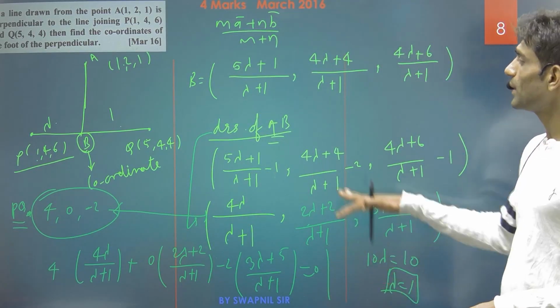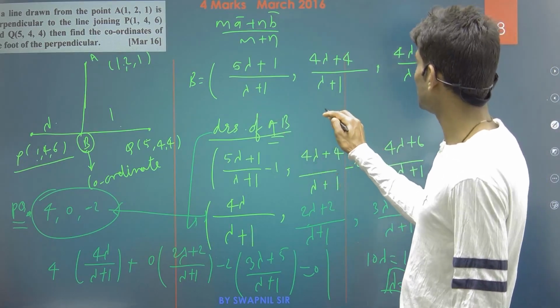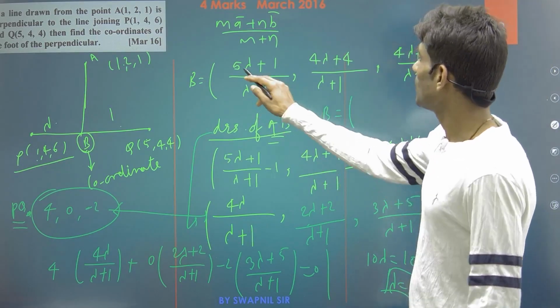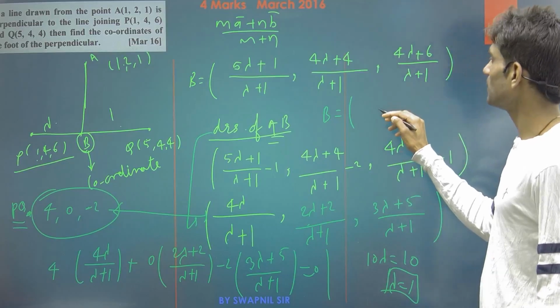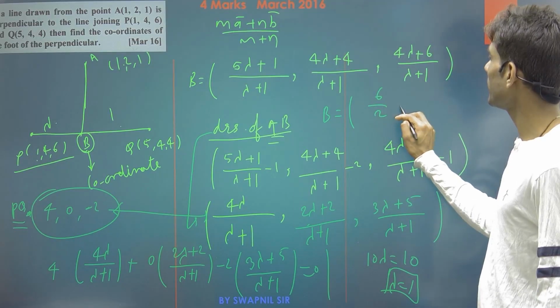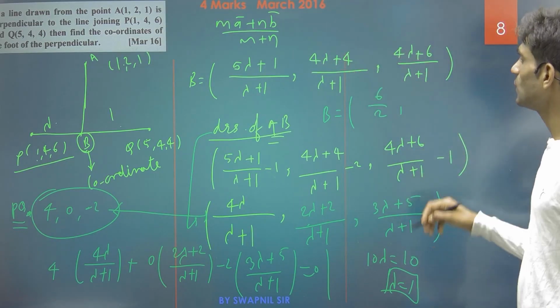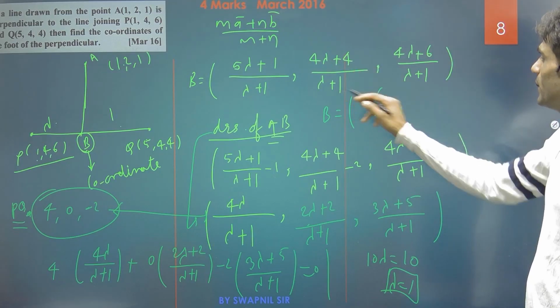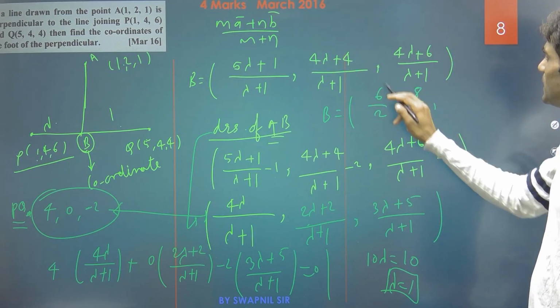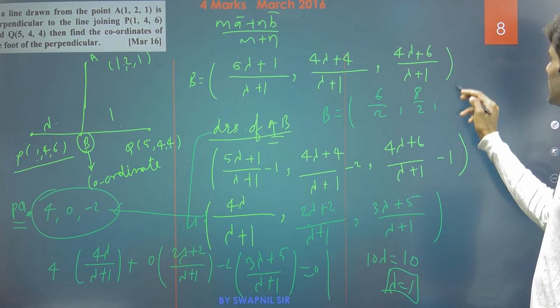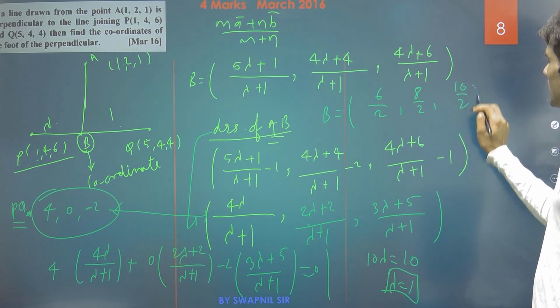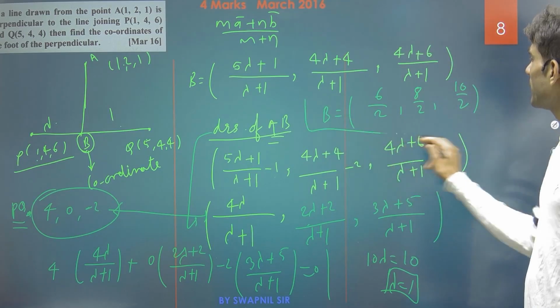So put this lambda equal to 1 in our vertex B. It can be written as 5 into 1 plus 1, that means 6 divided by 2. Next, 4 into 1 plus 4, that means 4 plus 4, 8 divided by 2. Next one is 4 plus 6, 10 divided by 2. This one is the vertex B we have here.